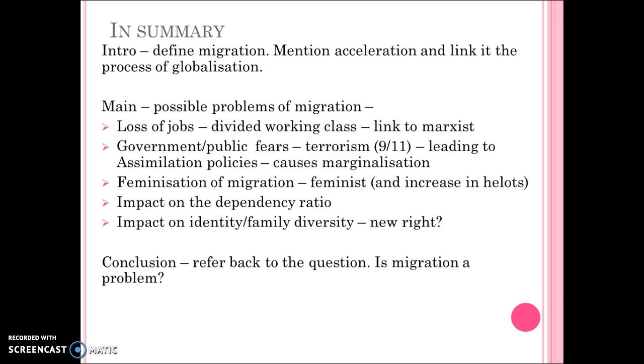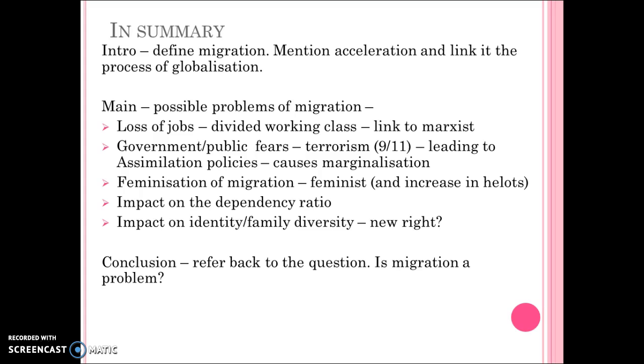You could talk about the impacts on the dependency ratio. So immigrants are more likely to be younger, so actually they help the dependency ratio. So that's not really a problem. But then you can start to bring in what is a problem, that they're more likely to be younger and more fertile, so they have more children. But that's only a short-term problem. In the long run, those children will become the new set of workers. But then you can link it to family diversity and bring in the New Right in there as well, and counter-argue it by using postmodernism.